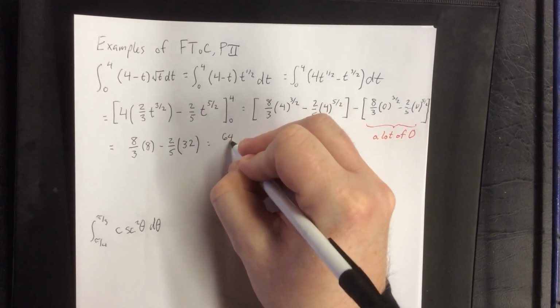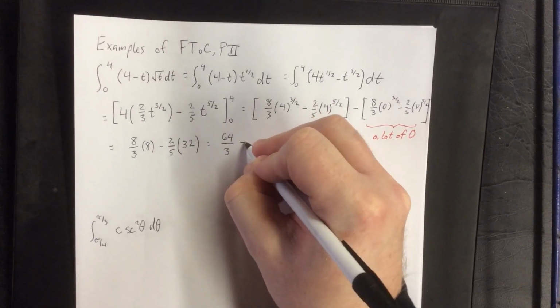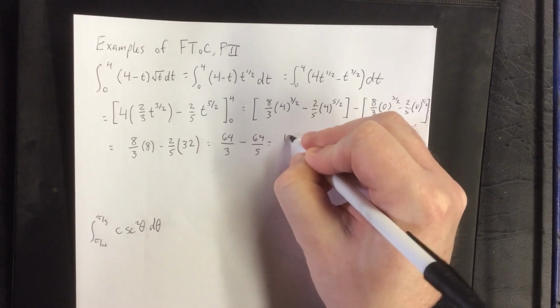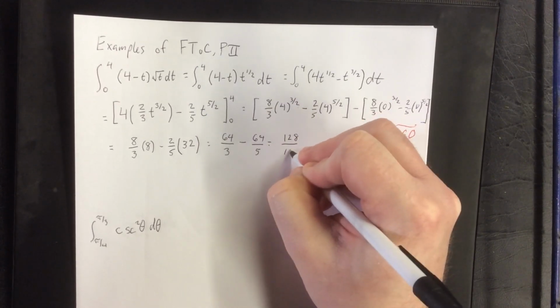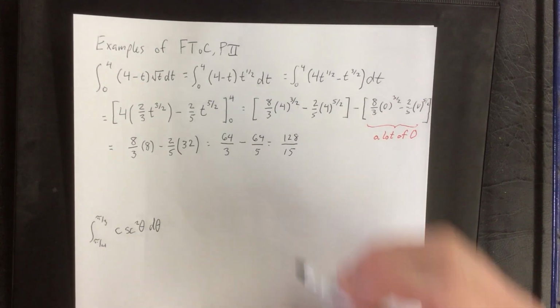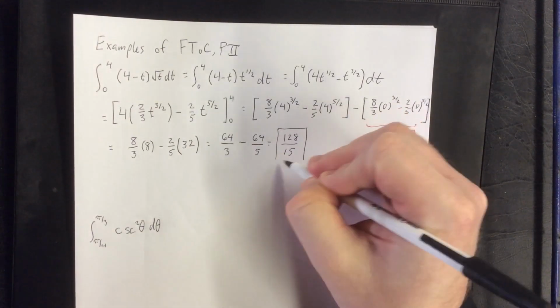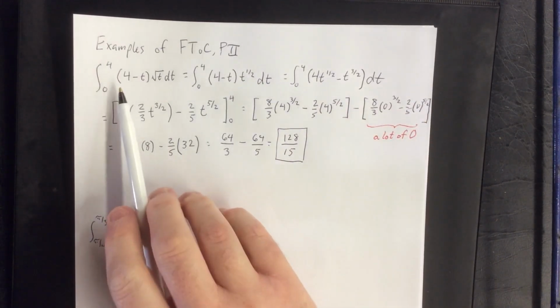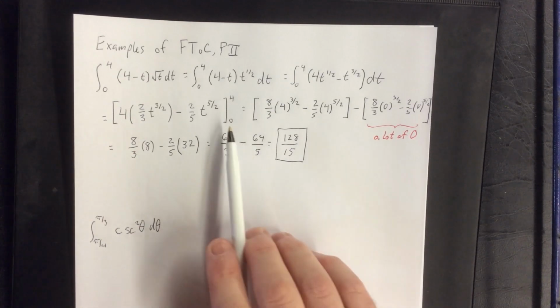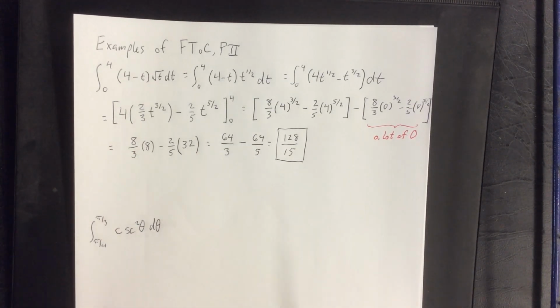So ultimately we're looking at 64/3 minus 64/5. Get a common denominator for those and then subtract. We will get a final answer of 128/15. Good stuff there. So this represents the total amount of area that's under the curve y equals the quantity 4 minus t times the square root of t in between t equals 0 and t equals 4.